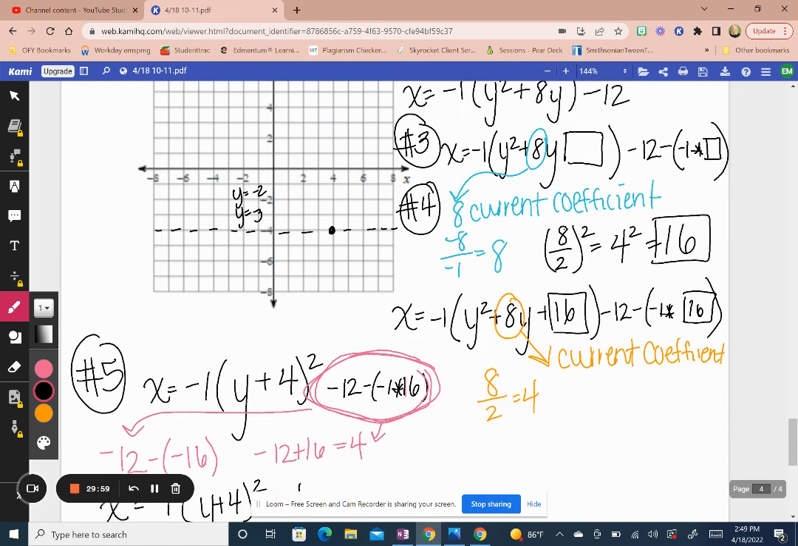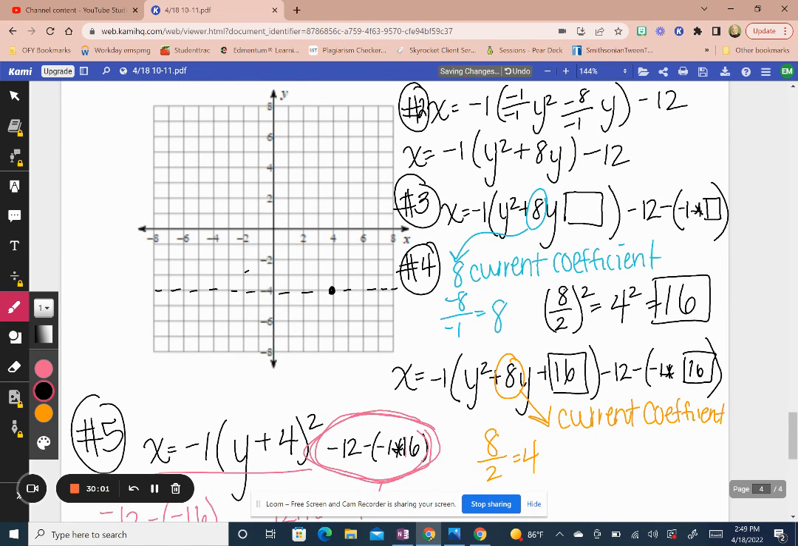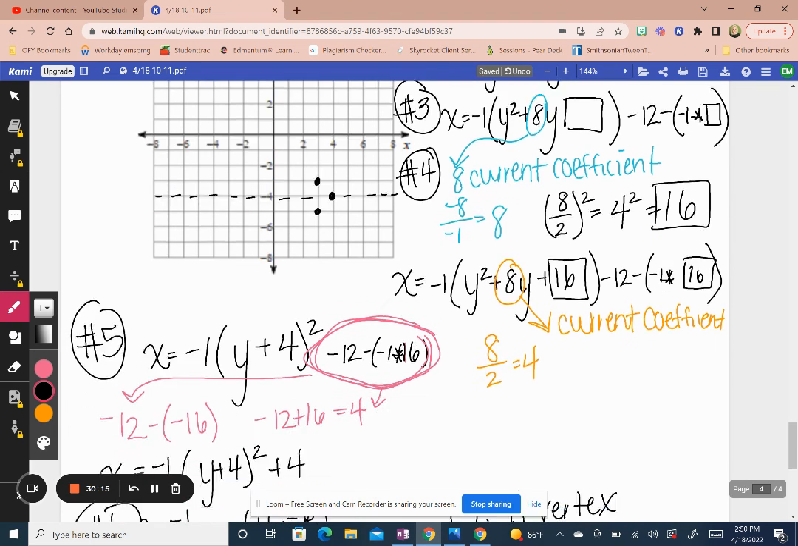So at 3, negative 3. So 3, 1, 2, 3, negative 3. 1, 2, 3. I can already know it's going to reflect on the other side, so I can go ahead and do that right now. And then I'm going to find my other point.